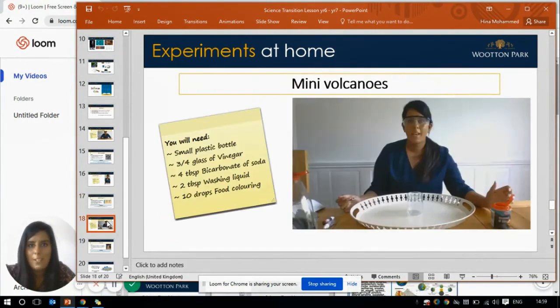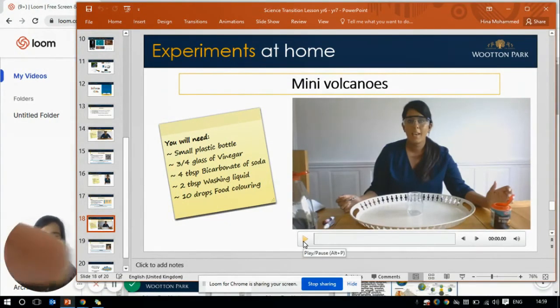Right, moving on to our final experiment, looking at mini volcanoes. So for this, you need a small plastic bottle. We need to make sure it's dry and clean. Three quarters of a glass of vinegar, 4 tablespoons of bicarbonate of soda, 2 tablespoons of washing liquid, and 10 drops of food colouring, which is optional. So final video I'm going to play through for you.